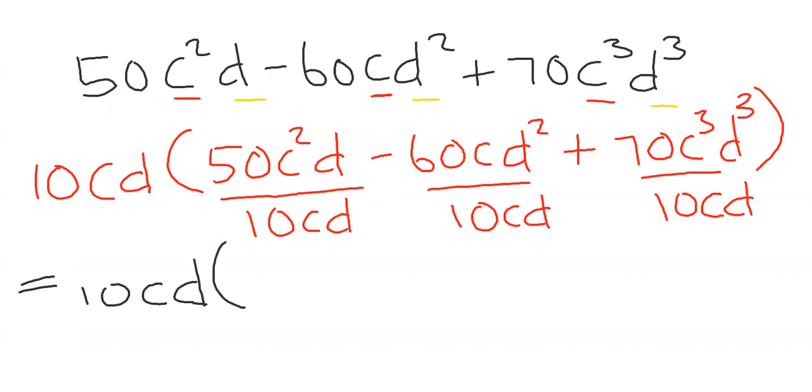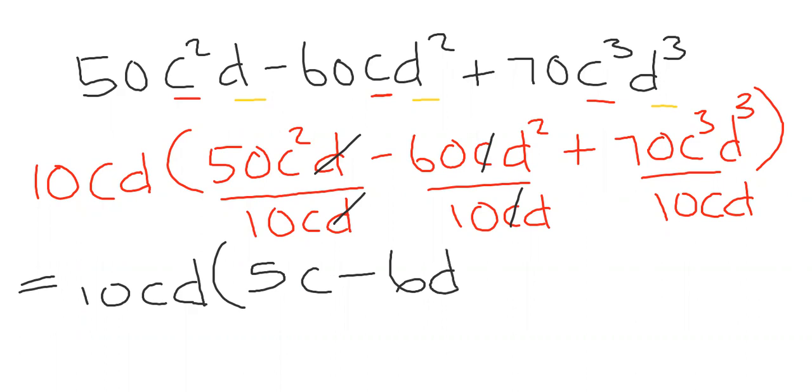So 50 divided by 10 gives us a 5. C squared divided by C, we get a C. The D cancels the D because the numerator and the denominator are the same. So we then move on to 60 divided by 10, we get a 6. The C cancels the C because they are the same. Then D squared divided by D, we get a D.